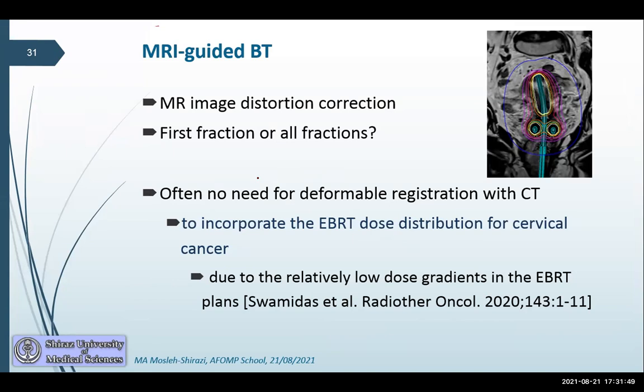but we have to make sure that image distortion correction and other geometry corrections are made. There's a question, can you just use it on the first fraction? Many people do, but some also on other fractions. I repeat that the setting is that you pretty much have to plan after every reinsertion at every fraction. And there may be, I don't know, 8 fractions or something like that.